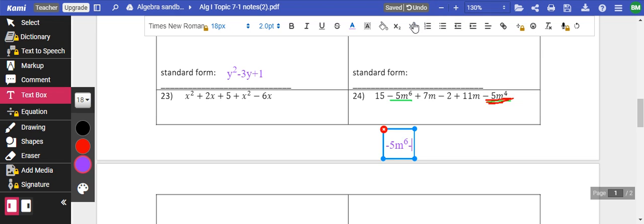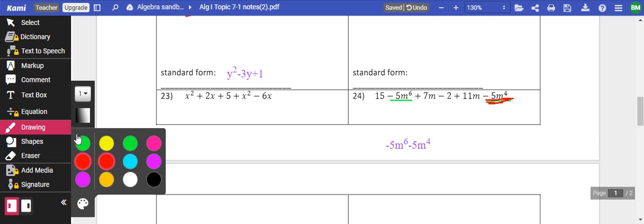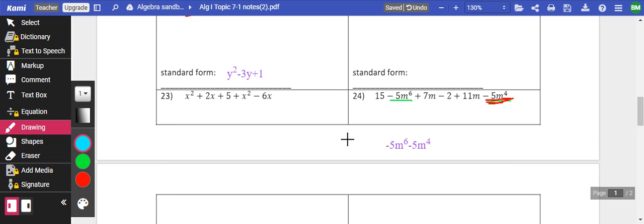So that's minus 5m to the 4th. Okay, now I've got m, looks like the next one. I don't have any squared or cubed, so I'm going to combine m's. Oh, look, I've got 2 here.